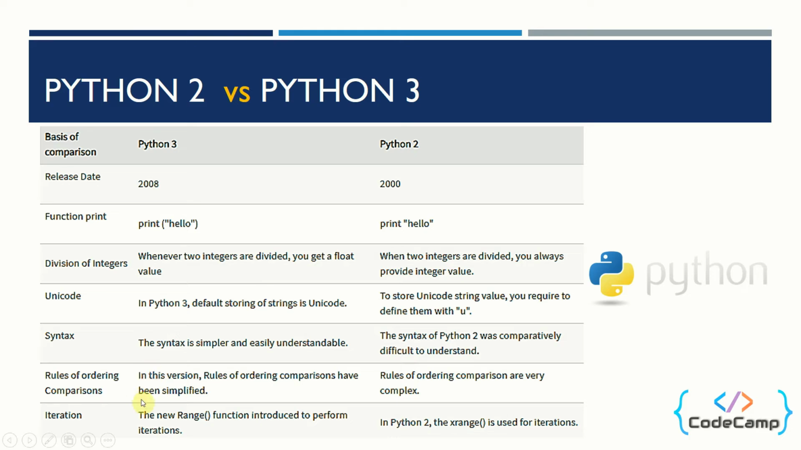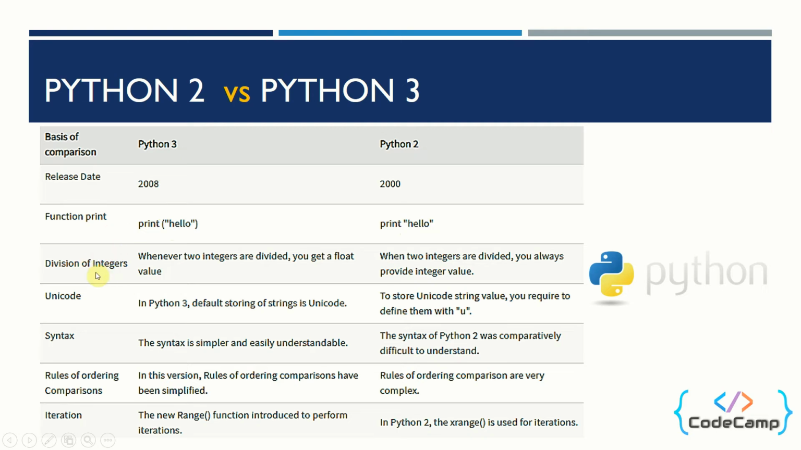Now, what is the difference between Python 2 and Python 3? So, Python 2 was released in 2000 and Python 3 was released in 2008. Print is used as a statement in Python 2 while print is used as a function in Python 3.